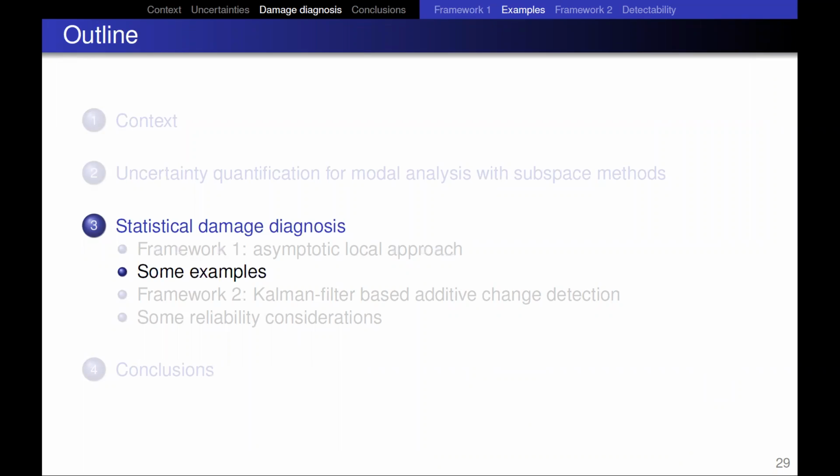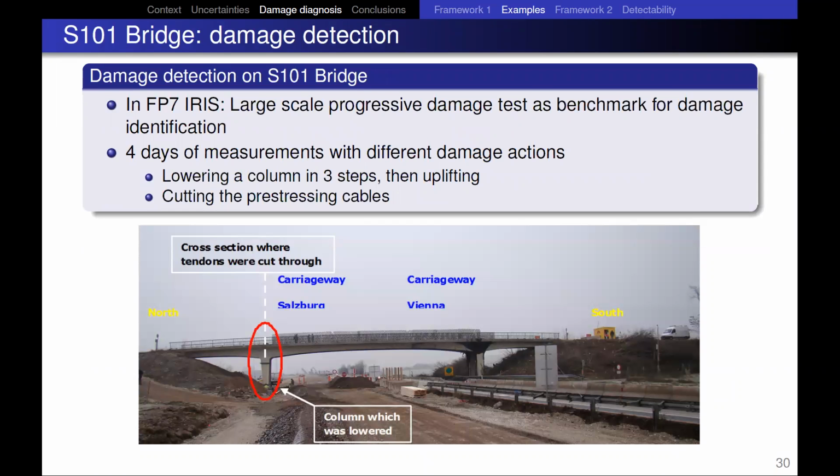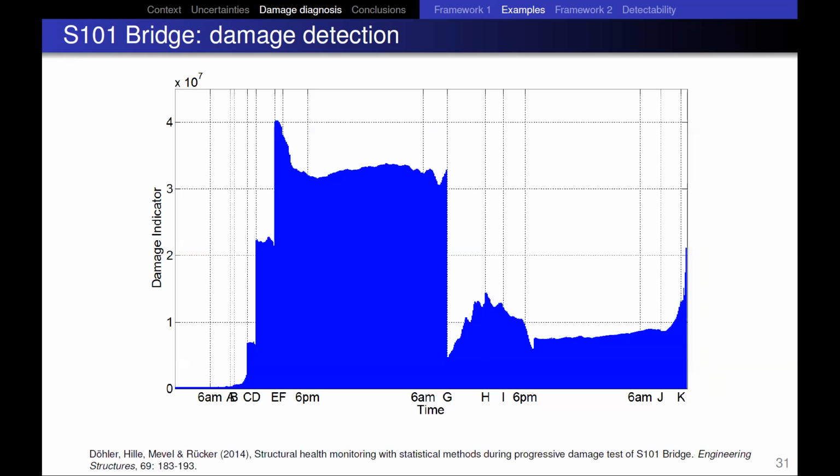So to show a few examples, here we have a bridge, the S101 bridge, which was a benchmark of a European project that got damaged during 4 days. So we have lots of data available during all the damage tests from the 4 days. In particular, one of the columns was cut through, lowered in 3 small steps. Then it was uplifted again, and then cables were cut through. So we used some data before the cutting started as reference data, and then just computed directly on the data sets. We had like 700 data sets during those 4 days of testing.